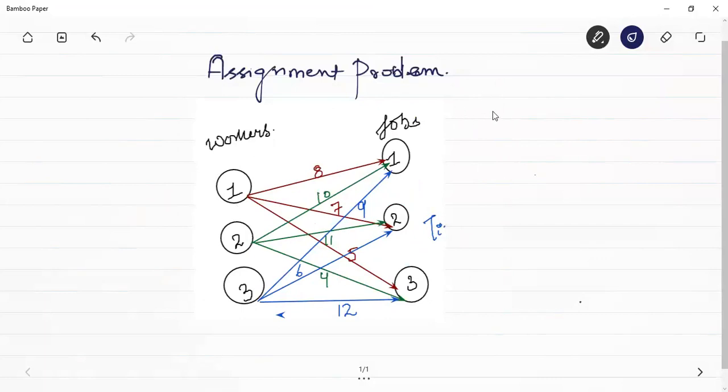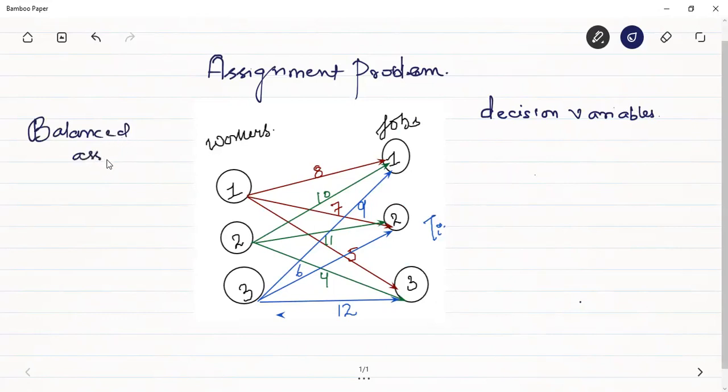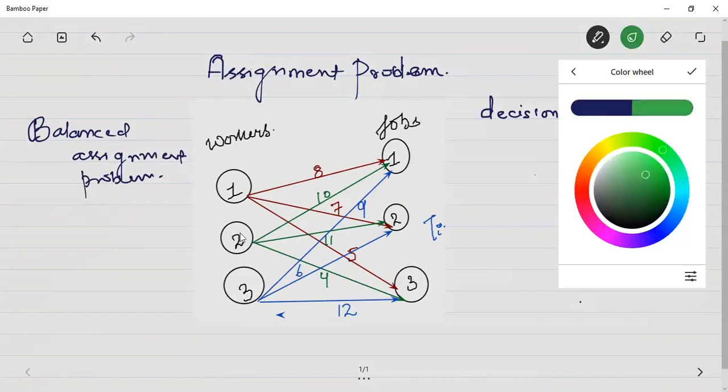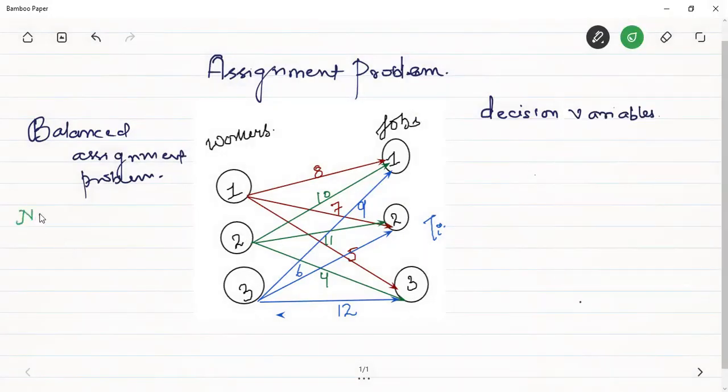First of all, we have to see what the decision variables are here. Suppose in this case I have taken 3 jobs and 3 workers. Obviously, we are going to start with a balanced assignment problem. A balanced assignment problem is one in which the number of jobs is equal to the number of workers.